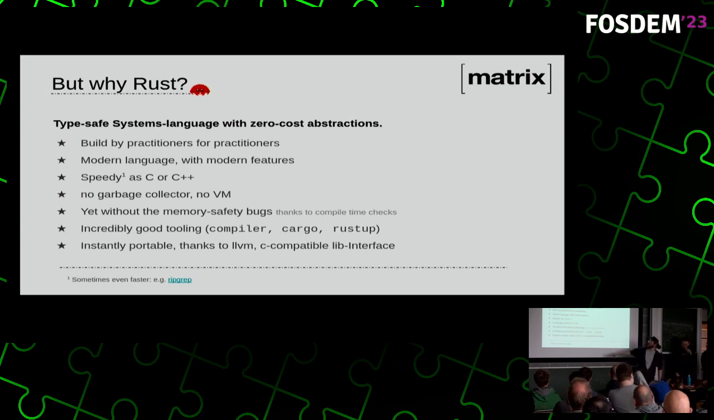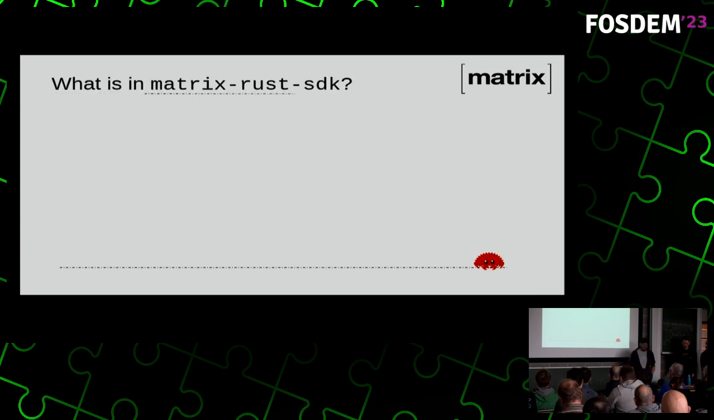At the same time, sorry, my voice is still a little thick. It allows you to have a C-compatible lib interface, and that makes it really nice to embed it into other stuff and use it as a library. All right, so that's Rust. What currently do we have in the Rust SDK now, a year later?